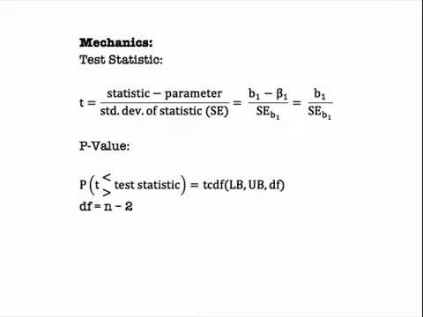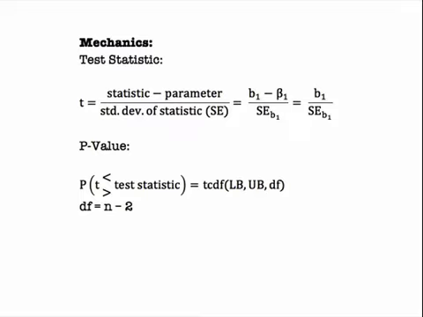The mechanics to get my test statistic t: it's going to be my statistic minus my parameter over the standard deviation of the statistic. That's what's on your formula sheet. Now what you have to use is your sample slope, which is b1, minus your population slope, which we're assuming is 0, divided by your standard deviation.